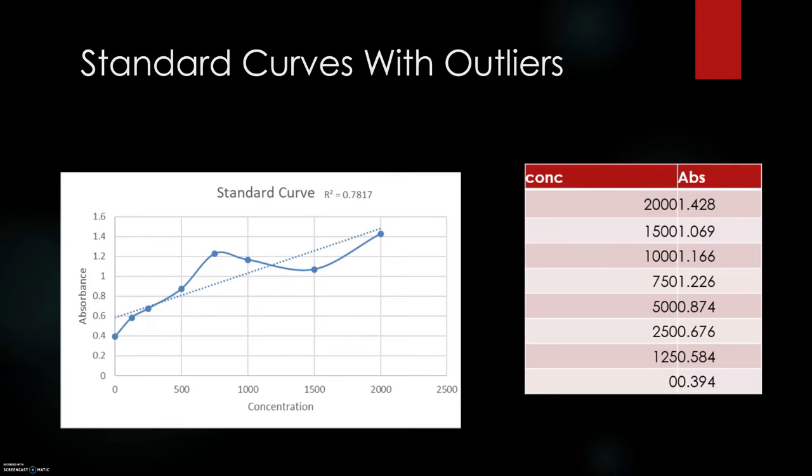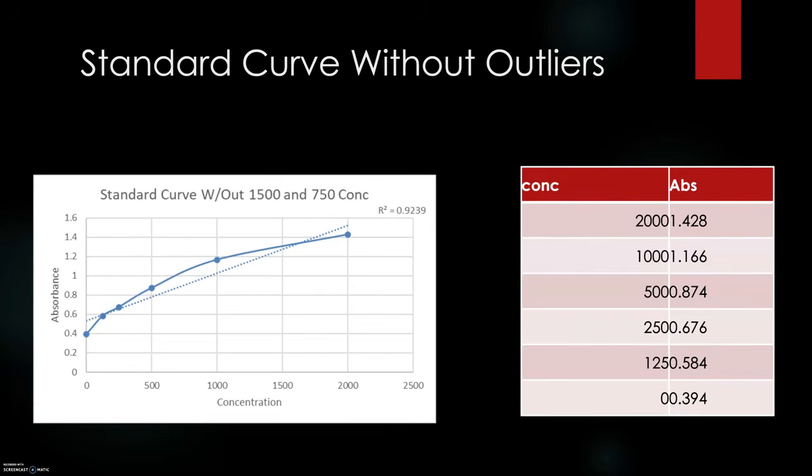Our standard curve was created using the data collected. However, in order to obtain the straight line on the next slide, you will see a new standard curve without the 1500 and 750 concentrations. The problems with the 1500 and 750 concentrations could be due to a reading error or a contamination error. As you can see, without these points added to our standard curve, the R-squared value is closer to 1.